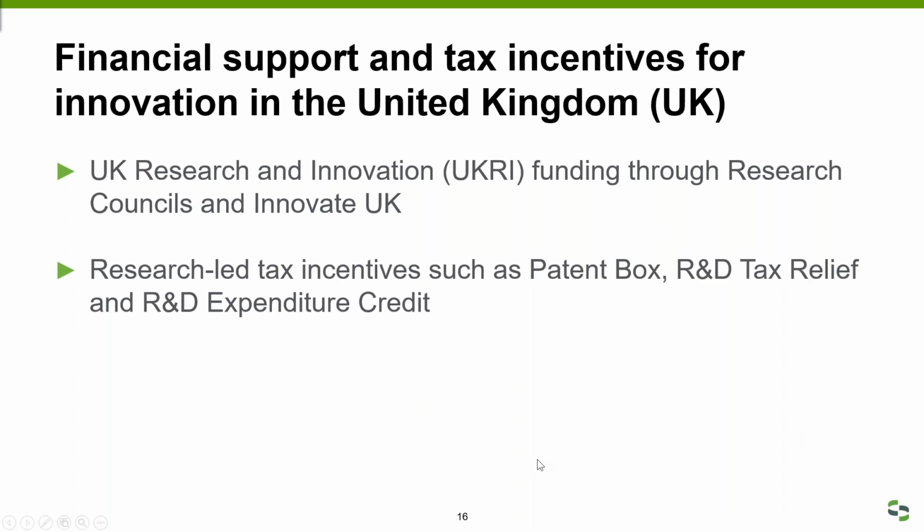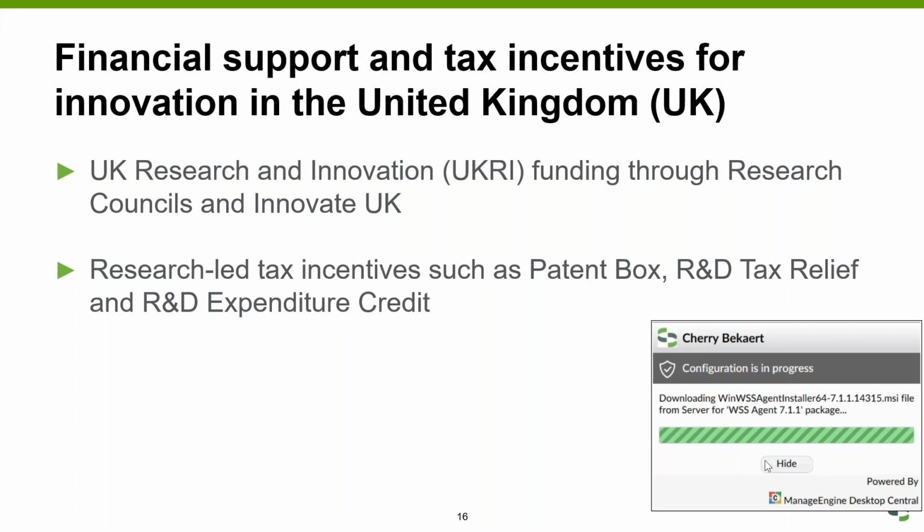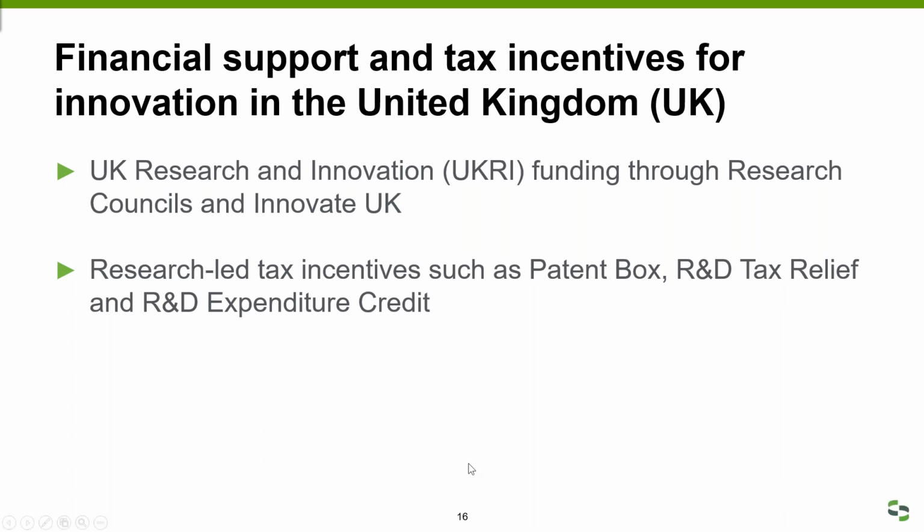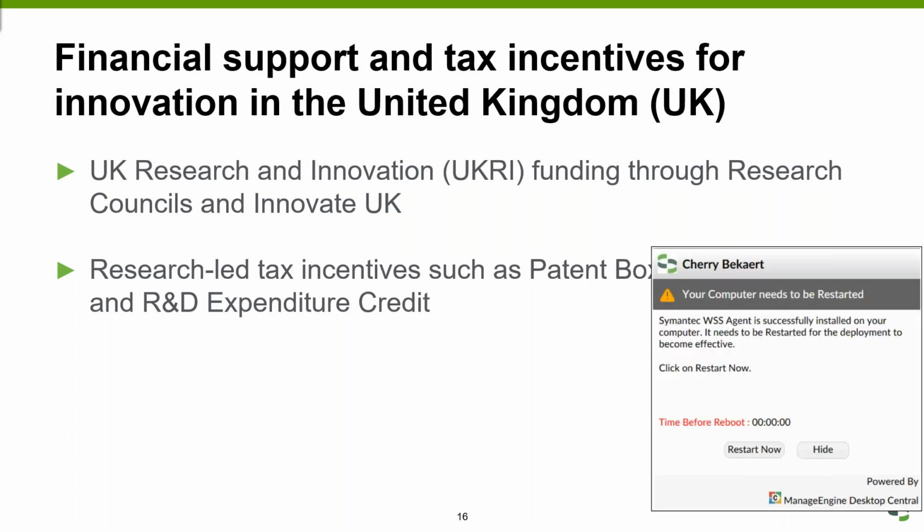So when you think about the United Kingdom, some of the terms are going to look almost identical in regards to financial support and tax incentives for innovation. It sounds very eerily similar to what the US is about in regards to incenting people to develop new and innovative products, processes. So the regimes worldwide are very similar. The research-led tax incentives in the United Kingdom, such as the patent box, the R&D tax regime, and the R&D expenditure credit, are various incentives in the UK.